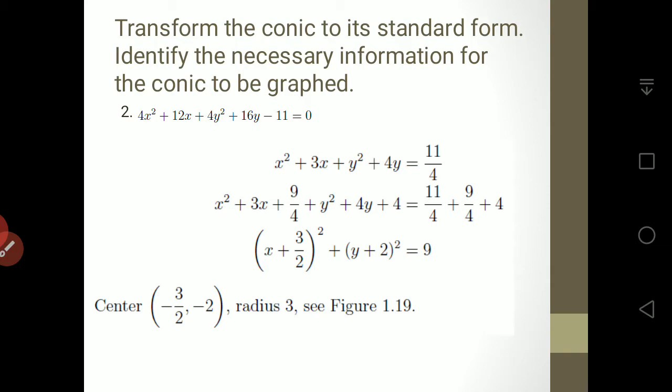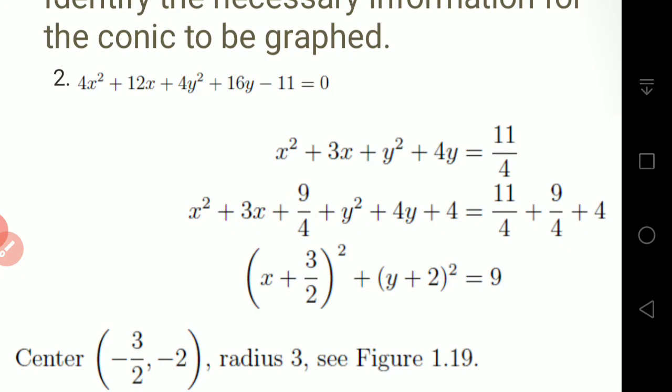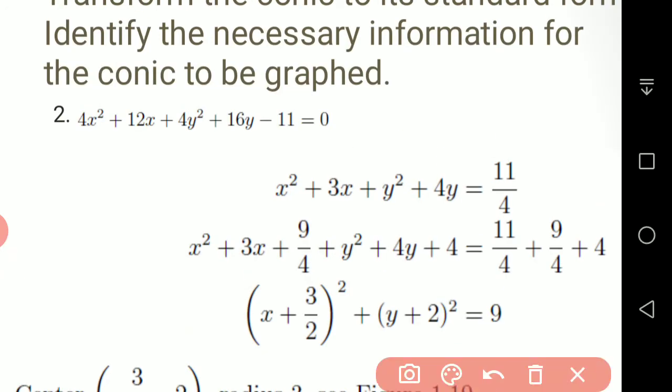Transform the conic to its standard form. Identify the necessary information for the conic to be graphed. So we have again here the conic: 4x squared plus 12x plus 4y squared plus 16y minus 11. So what's the first thing that was done?